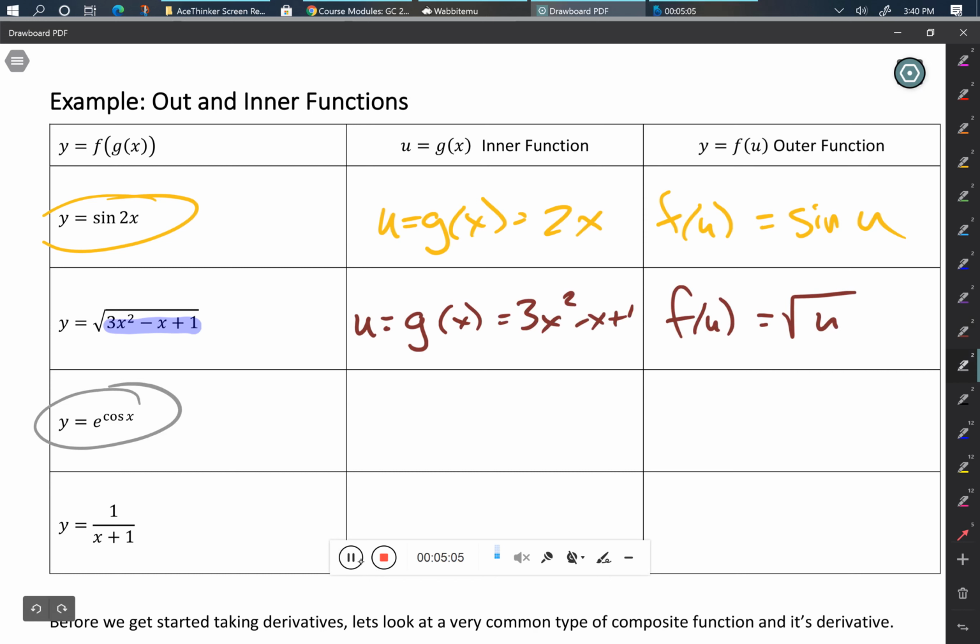Y equals e raised to the cosine x. This is the example that breaks it as an always rule. I never said the word of. It's y equals e raised to the cosine x. But that raised to the, right, is what tells me about my inside, my outside function. My u, my inside function, my g of x if you prefer, is cosine x. My outside function, the f of u, is e to the u. Right?